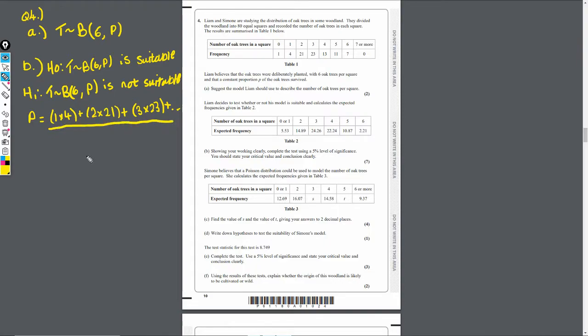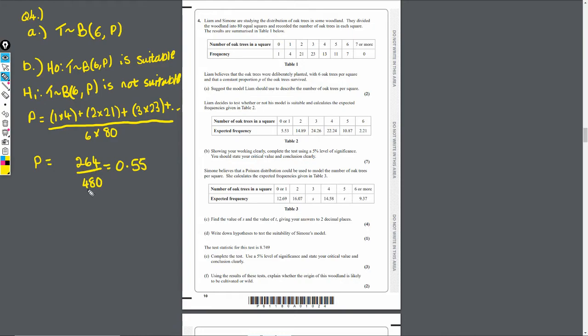And my denominator, now Liam thinks that there's 6 oak trees per square and that it's 80 equal squares. So my denominator will just be 6 times 80, which will be 480. So my denominator is much easier. That's going to be 6 times 80. Okay, so this here, my numerator, sums to 264. And my denominator is 480. And if you calculate this, you get 0.55.